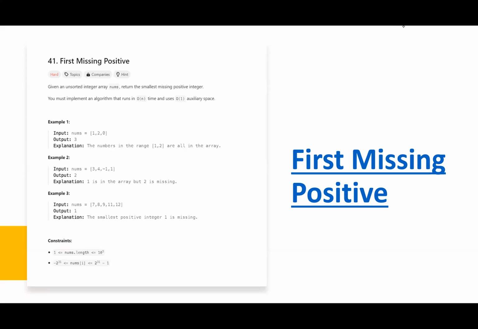Today we are solving the hard complexity problem, which is LeetCode 41, first missing positive number. What the problem states is, given an unsorted integer array nums, return the smallest missing positive integer. It means that we are provided an integer array, nums. We have to look through all the elements in the array and identify the minimum positive integer which is not present in the provided nums array.